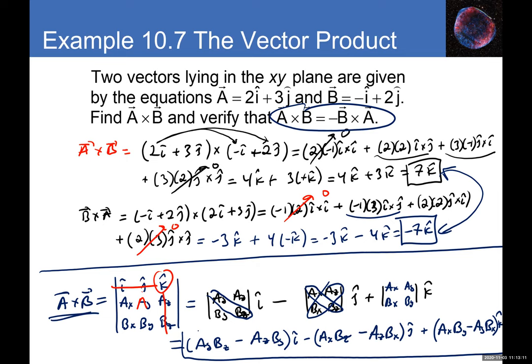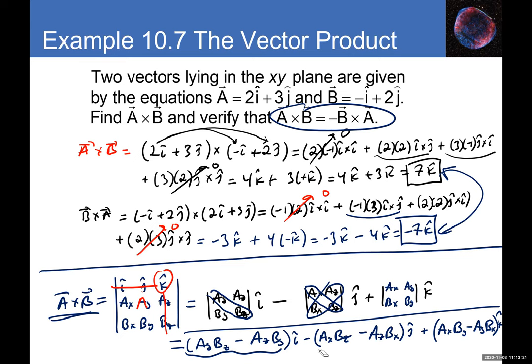This is good when you're trying to find specific components, because this becomes the X component of your resultant, this becomes the Y component of your resultant, and this becomes the Z component of your resultant. So for example, let's go back and do that for our particular cross product in this example. If I'm doing this for 2, 3, 0 and -1, 2, 0, let's see what we get.